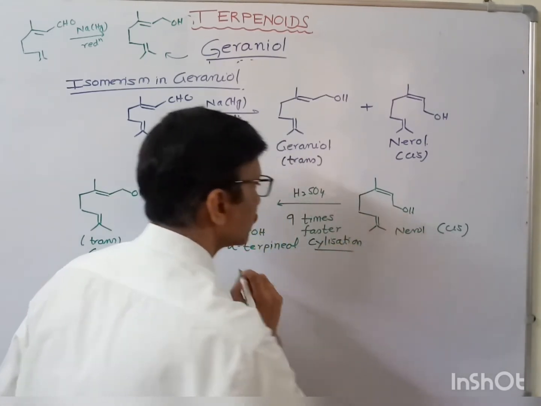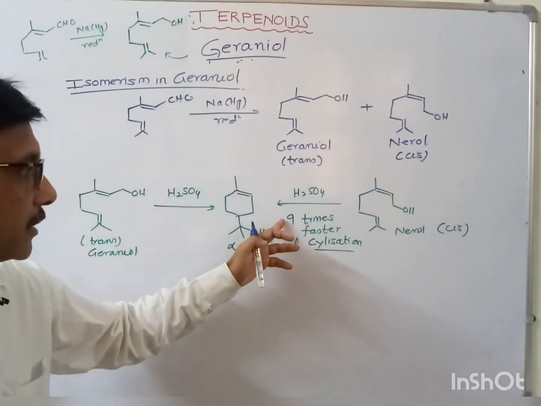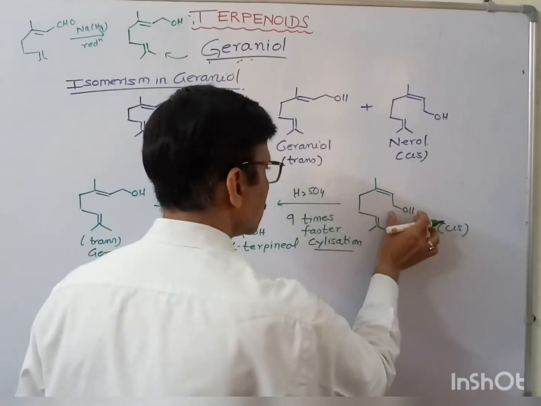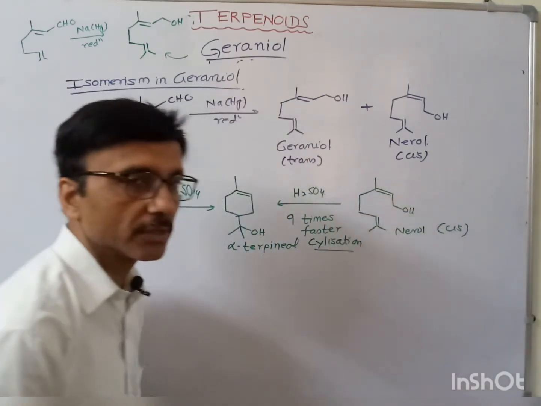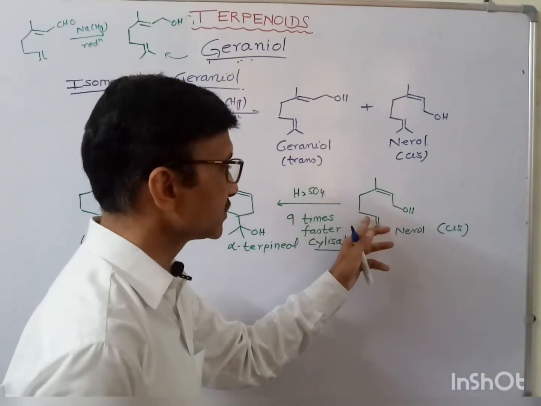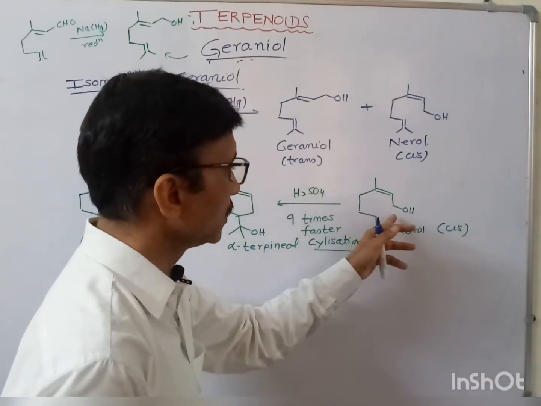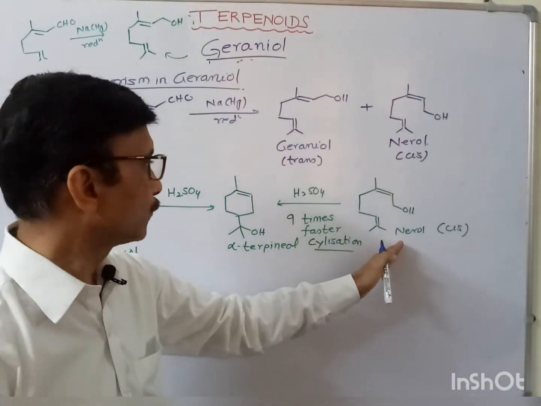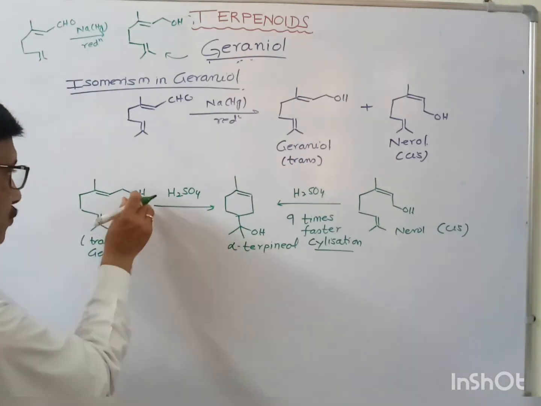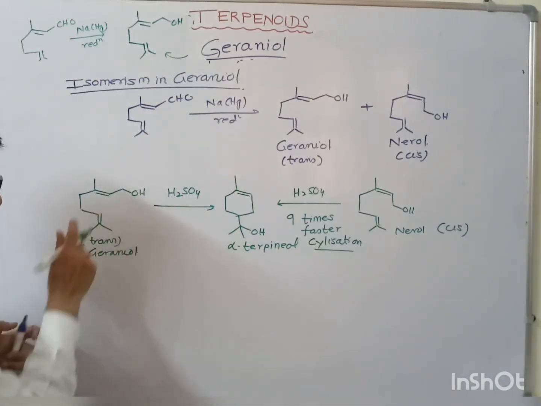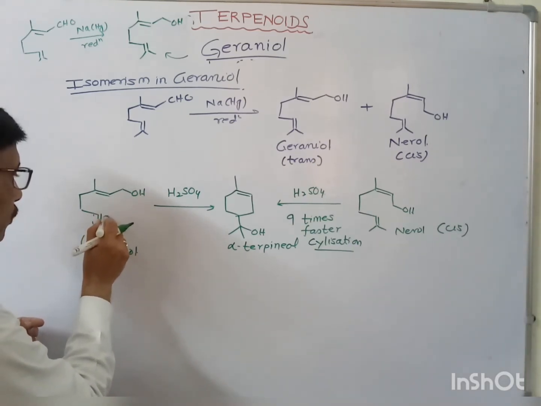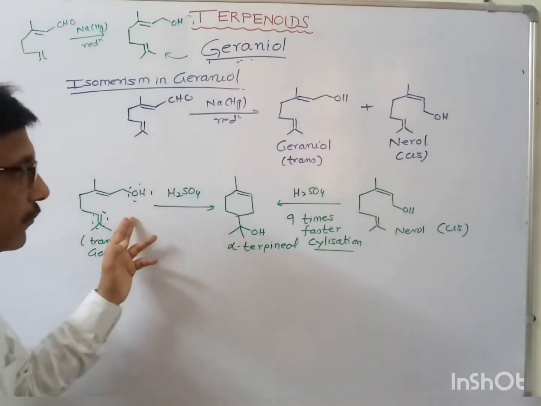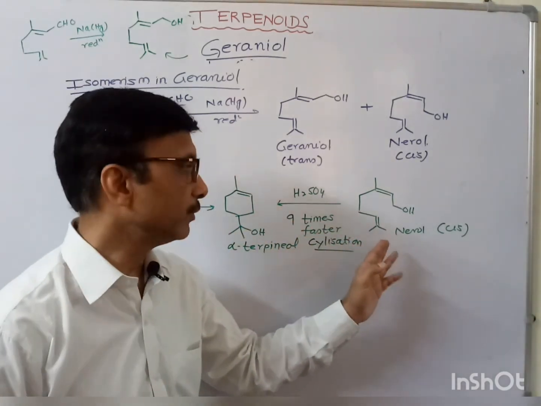So why this 9 times faster reaction? Because here this OH is much closer to this double bond where the cyclization can occur. So that's why we can say that this nerol is in cis form, whereas here, as this OH is far away from this double bond, the cyclization will be slower, whereas this cyclization will be faster.